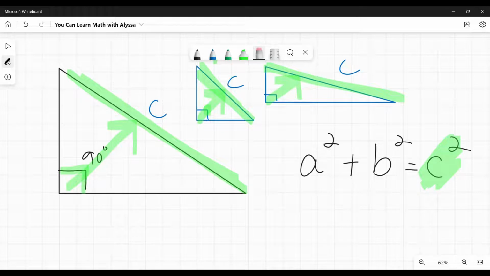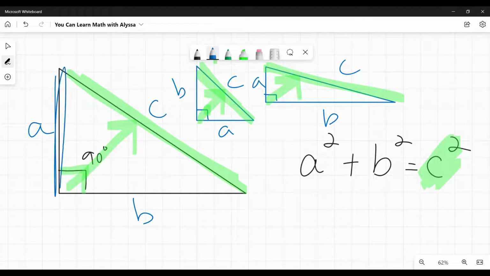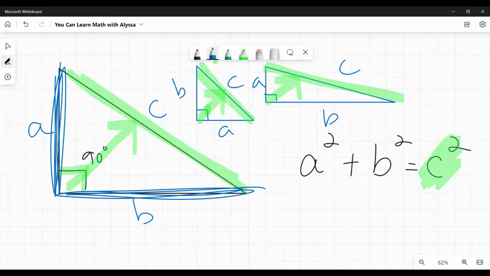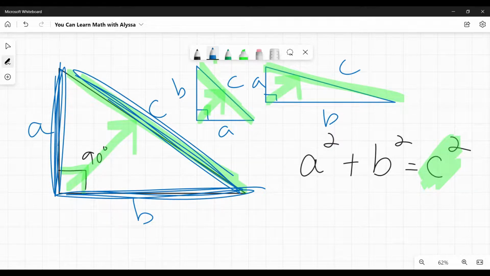We can reorder them. So I'm going to call this A, this B. I can call this A and that B, that A and that B. And when we're saying A squared, B squared, and C squared, we're talking about the lengths of these three sides. If I measure this side, and then I square that number, and then I measure this side and square that number, and add them together, it will equal the length of this side squared.